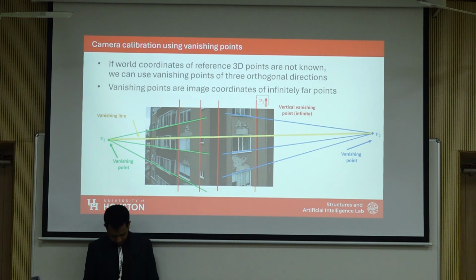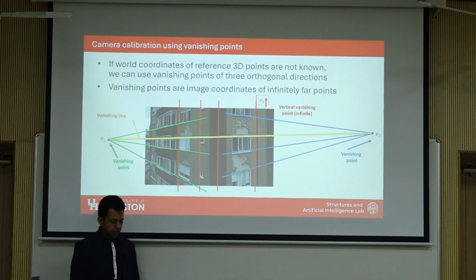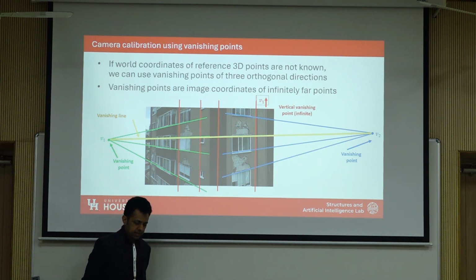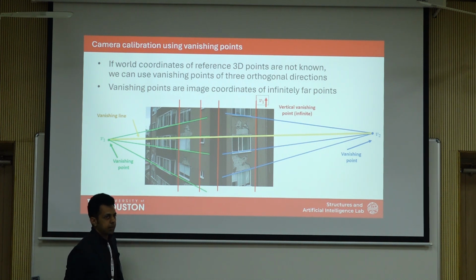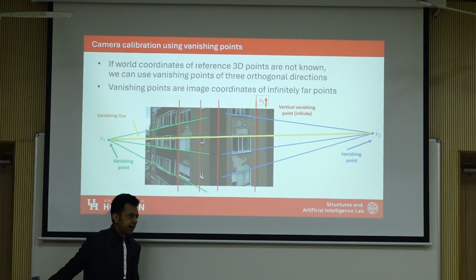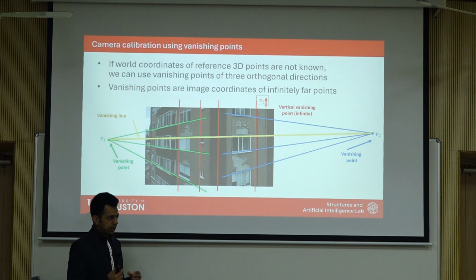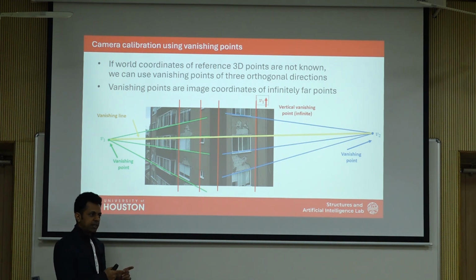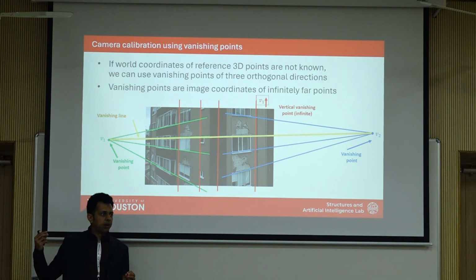So another way to think of vanishing points is that they are image coordinates of points that are infinitely far away. And why can you say that? Because in the real world, these parallel lines will intersect only at infinity, or they won't intersect. And so if they're intersecting, then the point at which they intersect is, in the real world, infinitely far away.